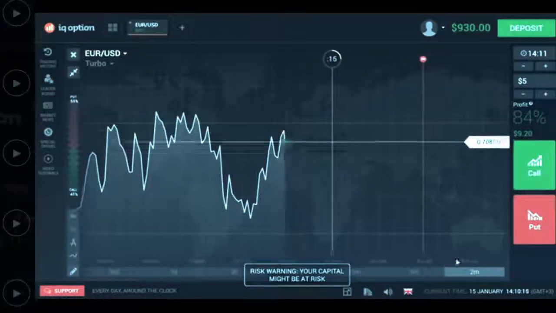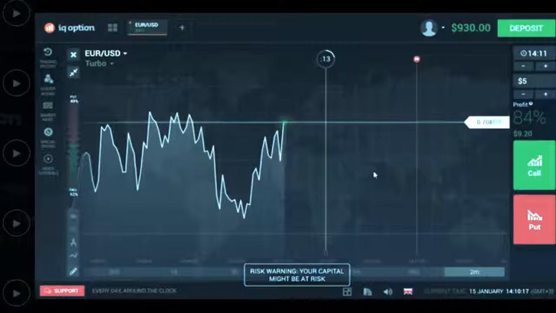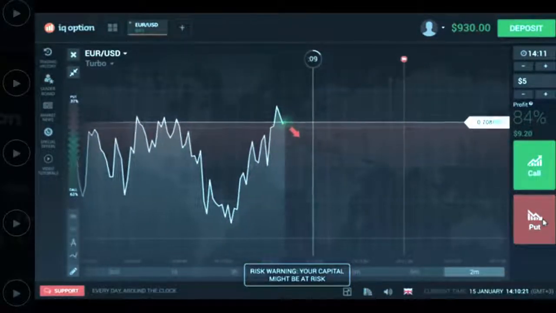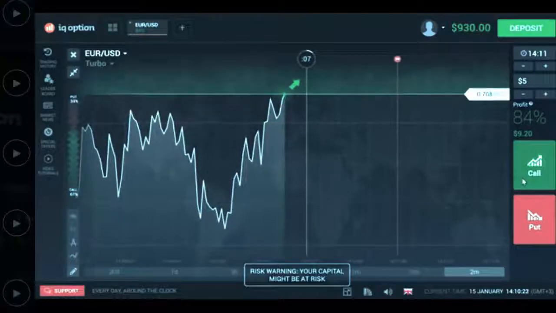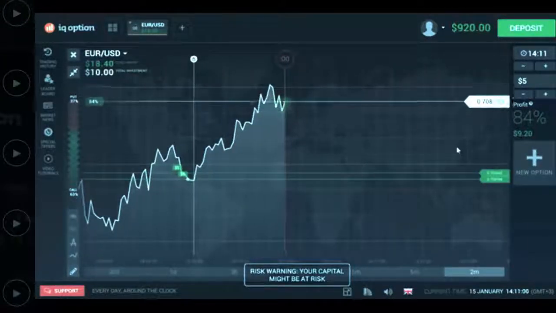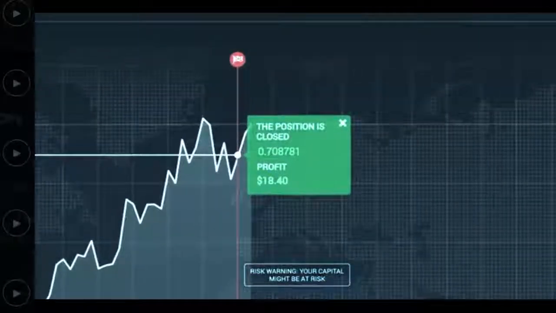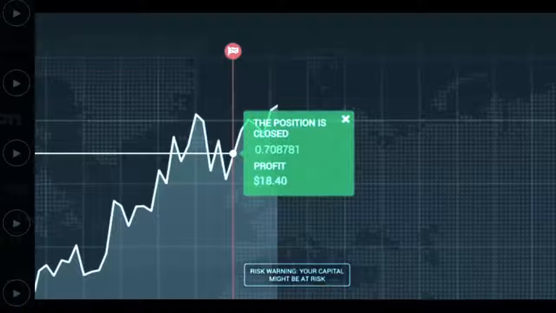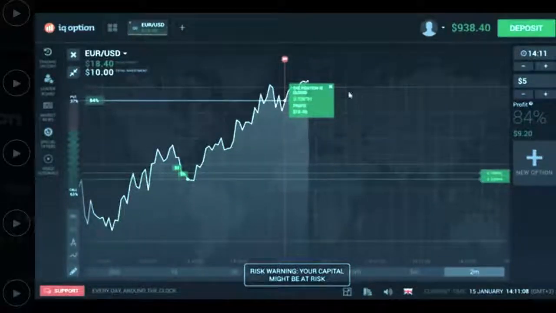Try to determine what the rate would be at the closing of the transaction. Will it be higher or lower than the present level? Using the call and put buttons, you can buy options. If your prediction is correct, then at the closing of the transaction, you will see your specified profit, and the window itself will be green. Otherwise, the window will be red.